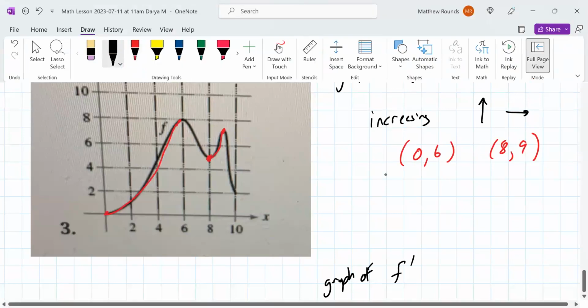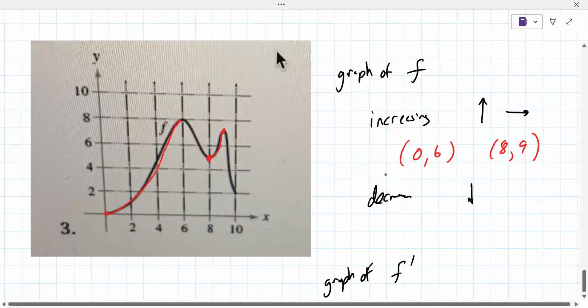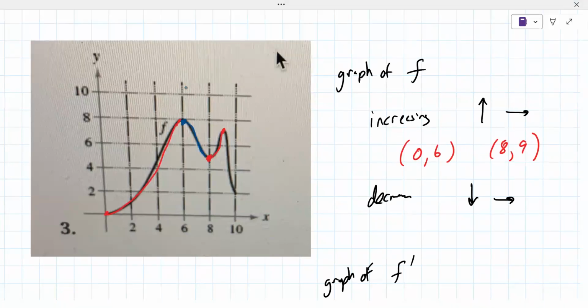Okay. It's decreasing if it's going down and to the right. So I'll do that in blue here. That's from 6 to 8. That's from 9 to 10.